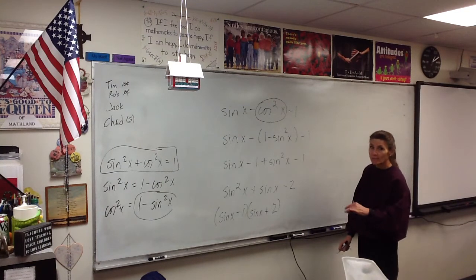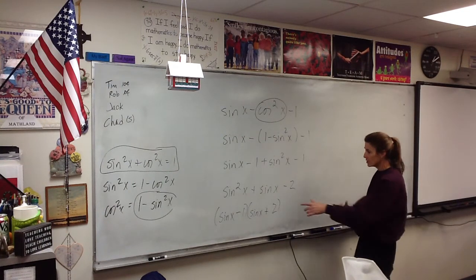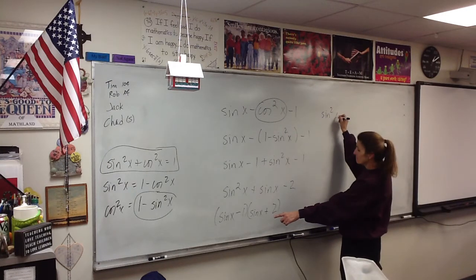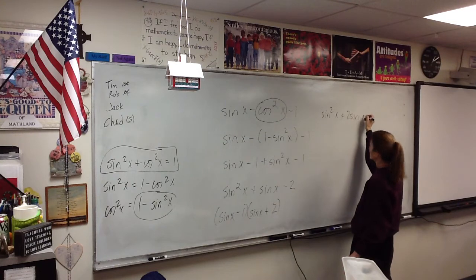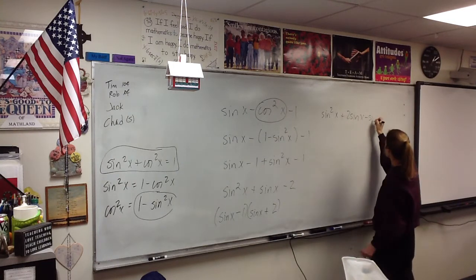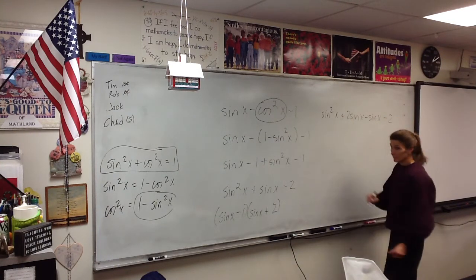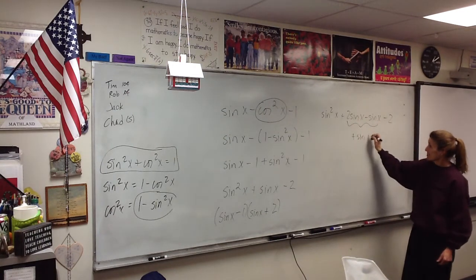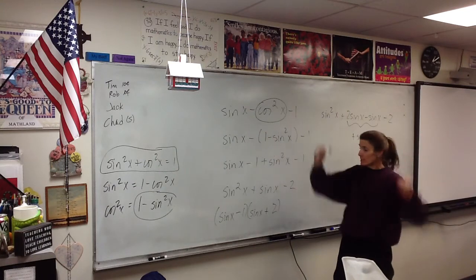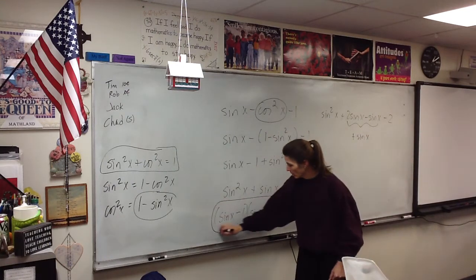And now I'm going to FOIL it just to make sure I got the right combination. So I'll have sine squared plus 2 sine minus sine minus 2. And indeed, those add up to plus sine, which is what I wanted, so I'm good. This is the factorization for the problem.